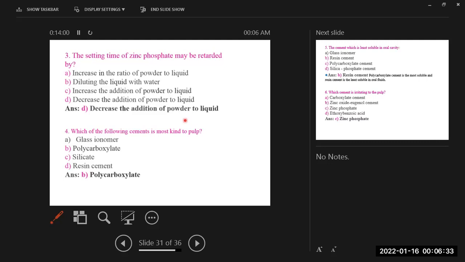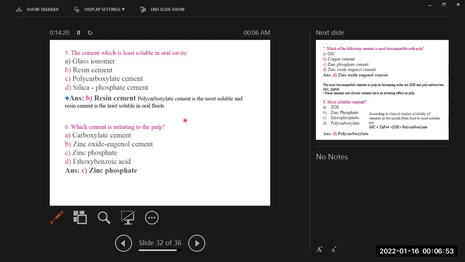Okay. Next question is, which of the following cements is most kind to the pulp? Okay. The most kind to the pulp would be polycarboxylate. Definitely not silicates and resin cements because they're most irritant to the pulp. Silicates and resin cements. So very kind to the pulp means it is polycarboxylates. Okay.